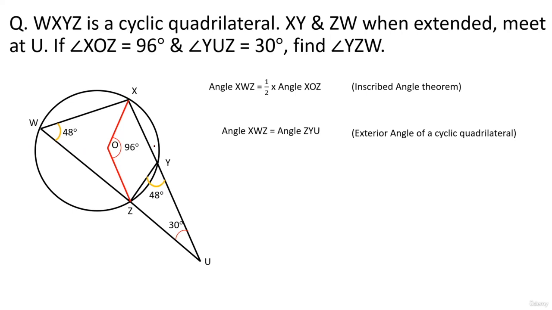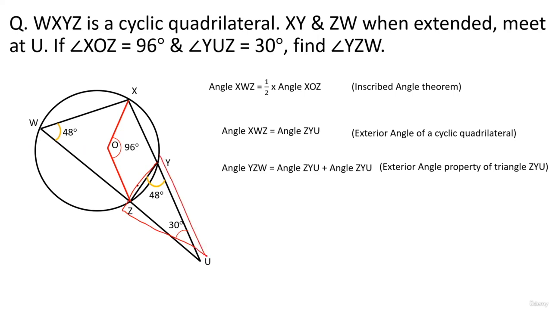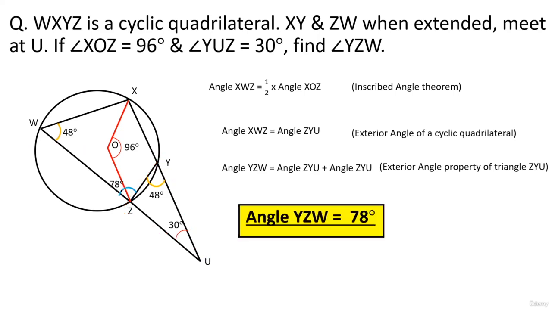Now observe, guys, YZW is the exterior angle for triangle ZYU, right? This triangle ZYU, this is its exterior angle, right? So this angle will be 48 plus 30, 78 degrees, and that's the required answer. As simple as that, right? All right, guys. So we'll go on to the next question.